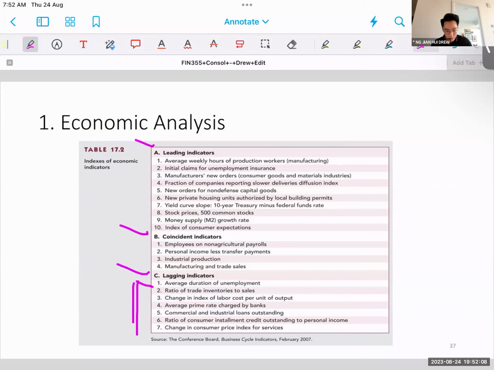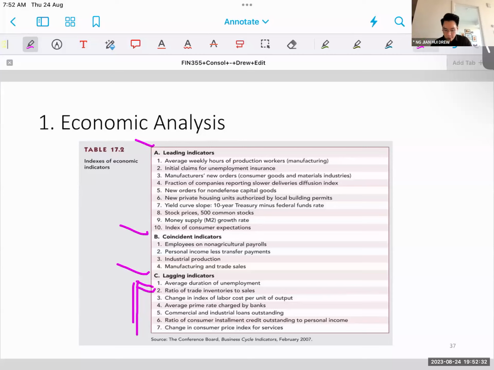Of course, there's a whole long list. You can look at things like inventory to sales. Generally, as the economy is doing well, the amount of inventory that you have decreases, right? Because you have more sales already. So the inventory to sales ratio gets smaller, but it lags behind the economy.